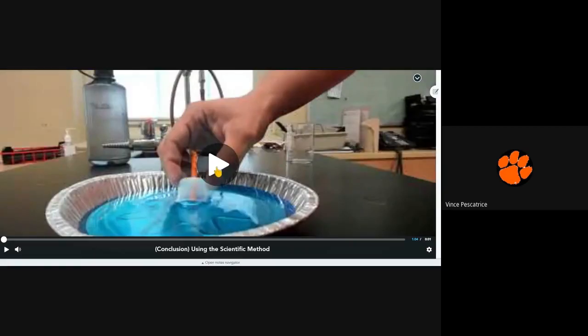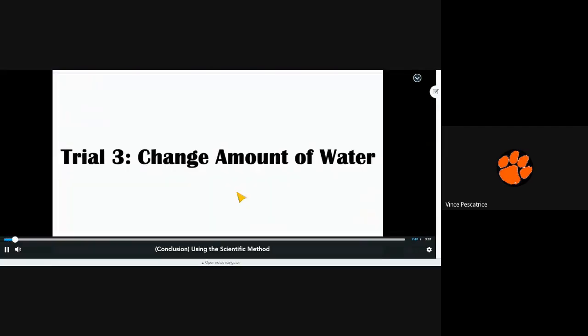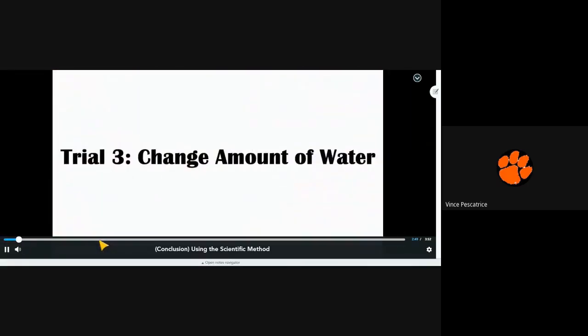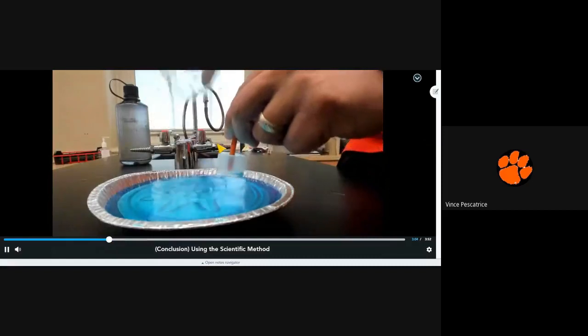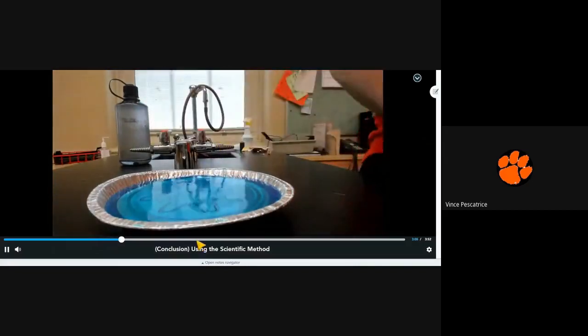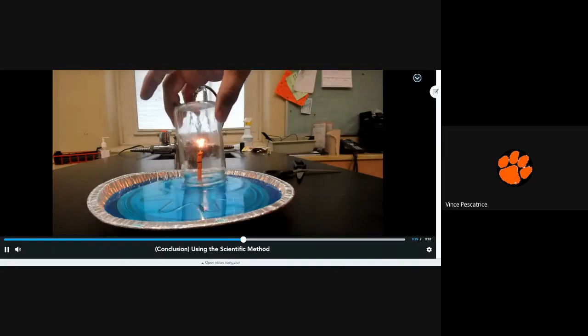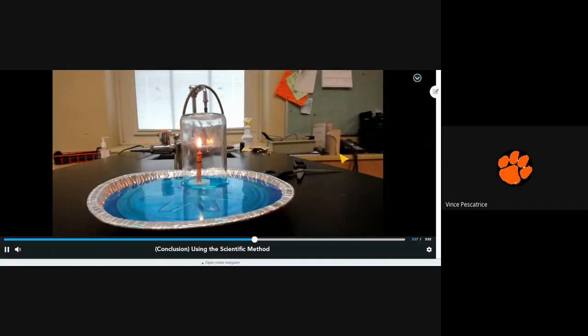All right, next up, we're changing the amount of water. So I'm going to add another 250 milliliters of water to the pan and do the same thing. So you can see on my screen that there is more water in the pan. I'm doing the same thing.